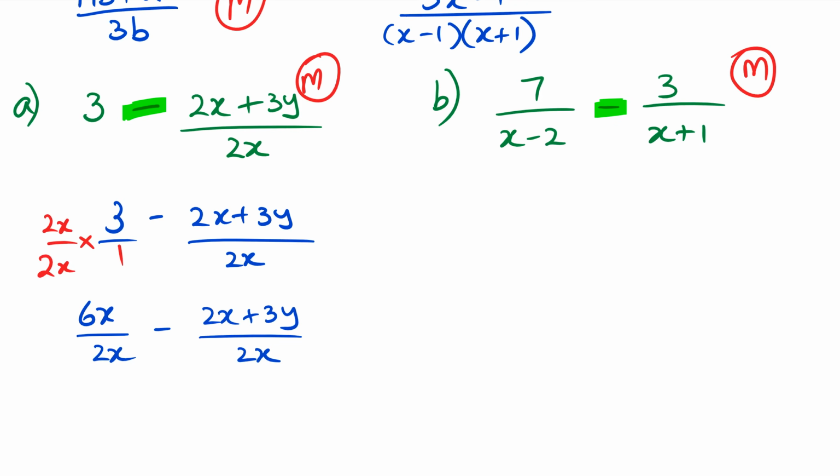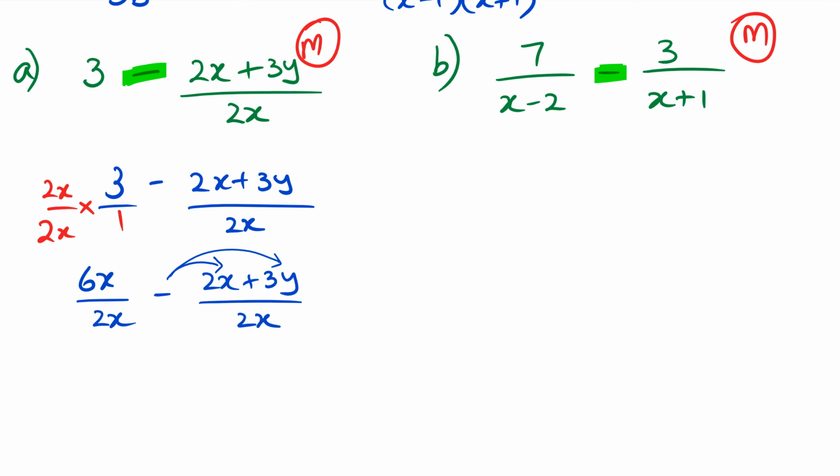However, this is the next part you need to be very careful about. This minus actually affects not just 2x, but it also affects the 3y. Okay? So when you write this, get into the habit of writing it like this: 6x minus the whole 2x plus 3y, and the whole thing over 2x.